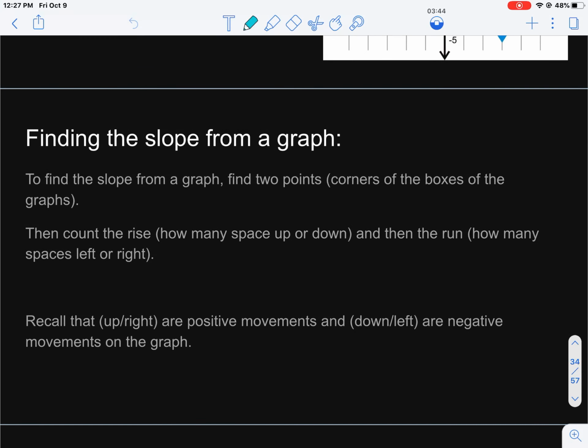Now, if we want to find the slope from a graph, we're going to pick 2 points, and you're going to pick the corner of the boxes on the coordinate plane, okay? Count the rise, and then count the run. Divide the rise over run, and you get the slope.